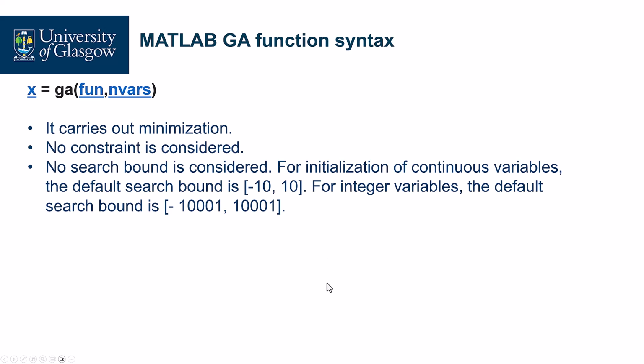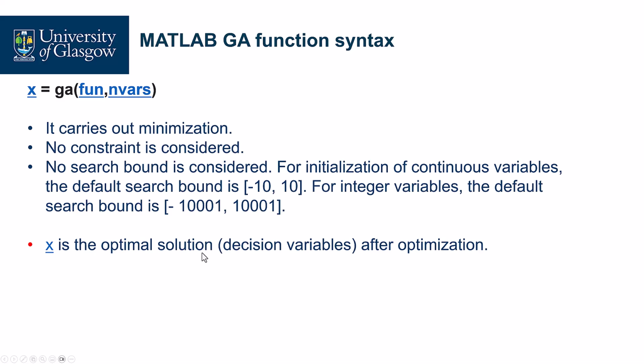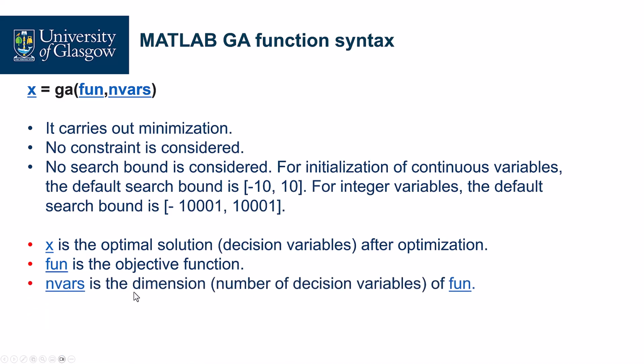Now let's see the input and output. Let's first see the output x. This x is the optimal solution, or optimal decision variables, after GA optimization. fun is the objective function for minimization. nvars is the number of decision variables of the function, right? This is the simplest form of the GA function. But clearly this has some problems. The biggest problem is that it can't set the search bound.